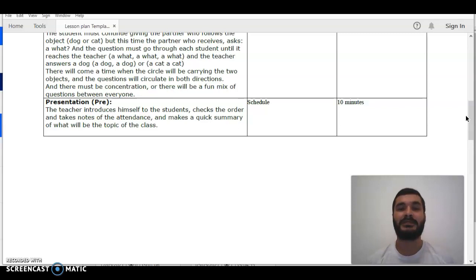For the presentation, the teacher will introduce himself or herself to the students, check the order, and take notes of the attendance. It's very important, as I mentioned before, to have control of the participants that are attending the class. At the same time, he or she will summarize the schedule, what the class would be about. The stipulated time for this presentation will be 10 minutes.